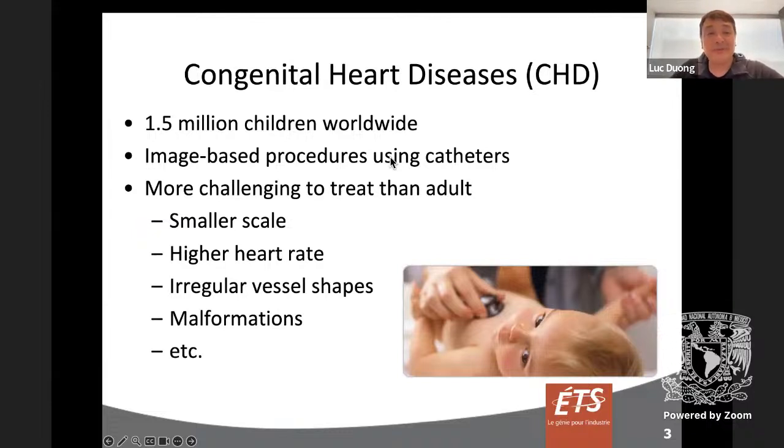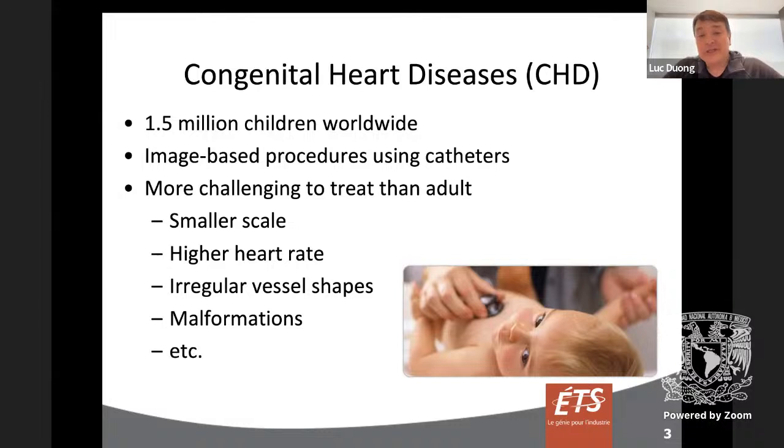We're working mostly with patients with congenital heart disease, which is very complex. It affects 1.5 million children worldwide. And the first line of defense, of course, is to use catheter-based intervention because they are children. Usually they are only a few weeks old. So it's better to use minimally invasive procedures first if we can do it.